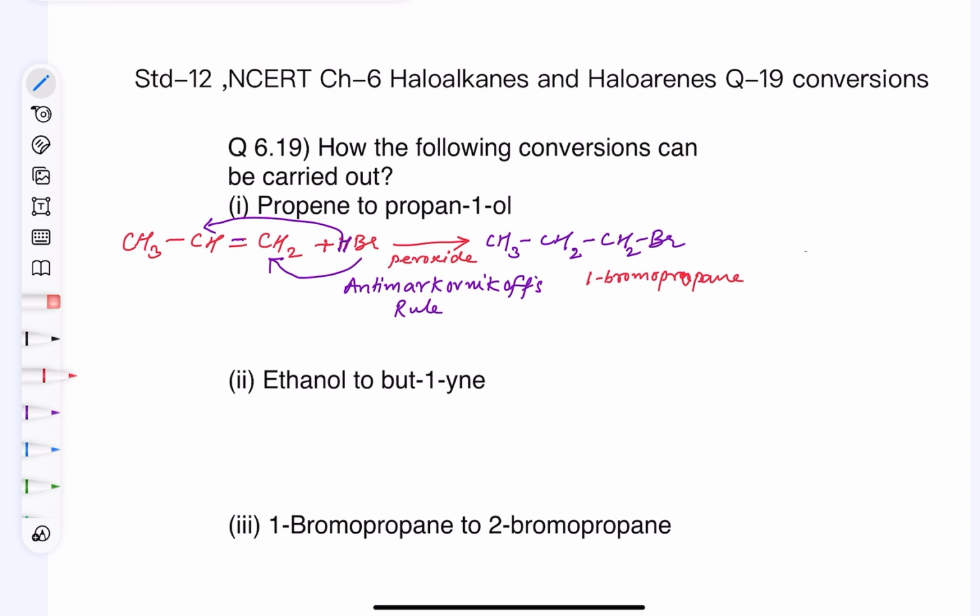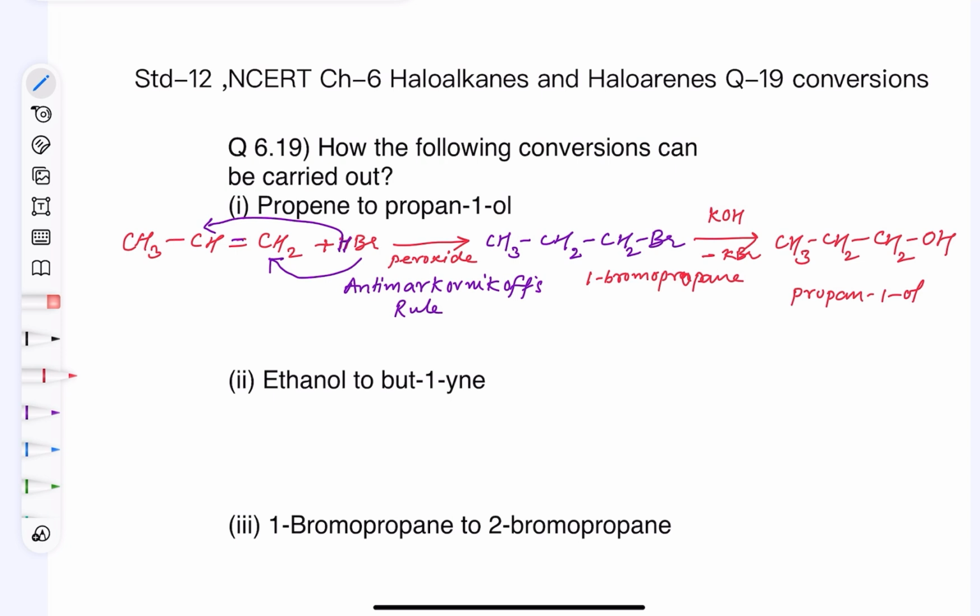Okay, now this 1-bromopropane has to be further treated with KOH because we need to prepare propanol. So now when you add KOH, you will see that Br is replaced with OH, CH3 CH2 CH2 OH, and KBr is removed. So this is how your propan-1-ol is formed. Propan-1-ol is formed. So that was all about your first conversion.